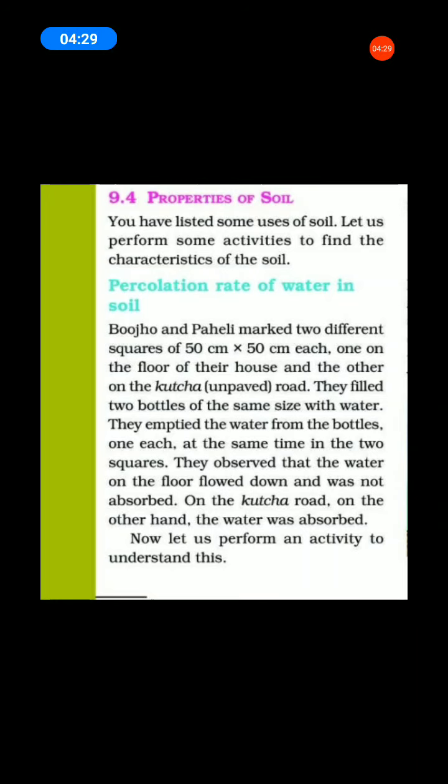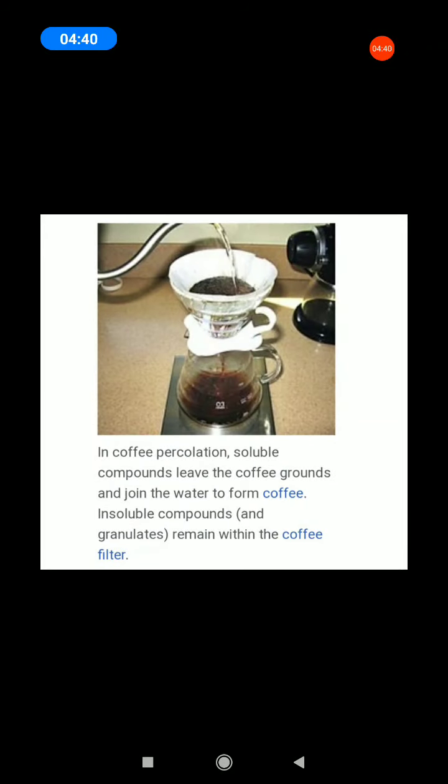First topic, percolation rate of water in soil. Listen, what is percolation? What is percolation first? The percolation rate. Now we are going to discuss the topic percolation rate of water in soil. Book page number 100. What is percolation?